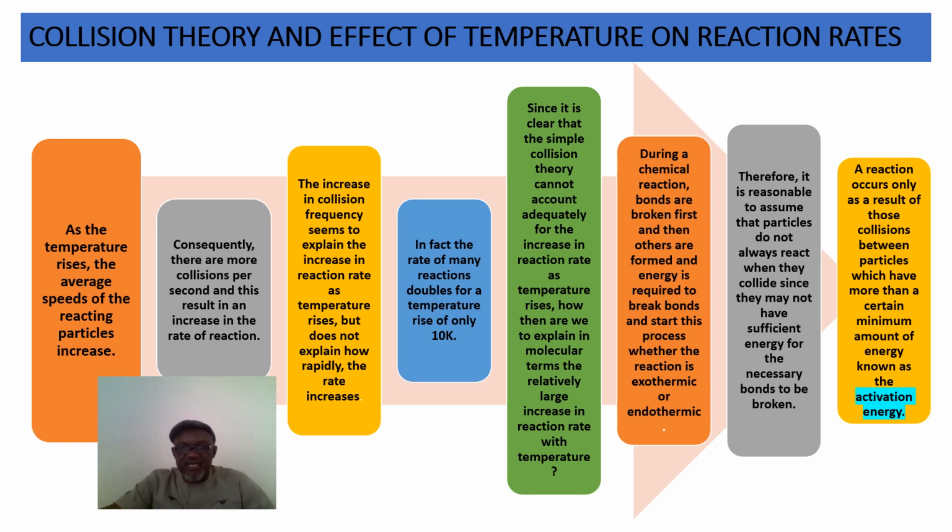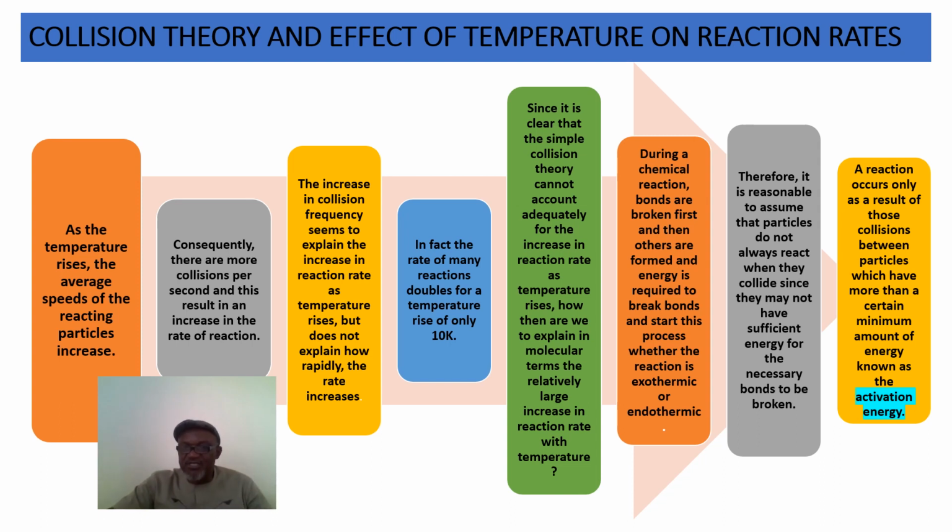Since it is clear that the simple collision theory cannot account adequately for the increase in reaction rate as temperature rises, how then are we to explain, in molecular terms, the relatively large increase in reaction rate with temperature? That's what we're trying to find out. During a chemical reaction, bonds are broken first, and then bonds are formed, and energy is required to break bonds and start this process, whether the reaction is exothermic or endothermic. We'll see exothermic and endothermic reactions.